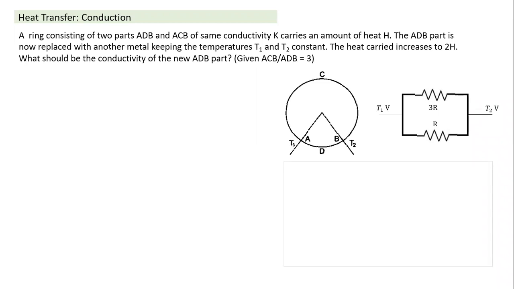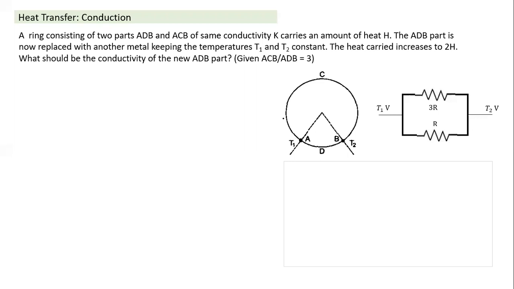Let's say the ring consists of two parts. So there's a ring here and it has two parts. One part is what is given here, ABD and ACB. So this is one part and this is the other part here. They have the same conductivity K and it carries an amount of heat H. So this part is maintained at temperature T1 and this is maintained at temperature T2.